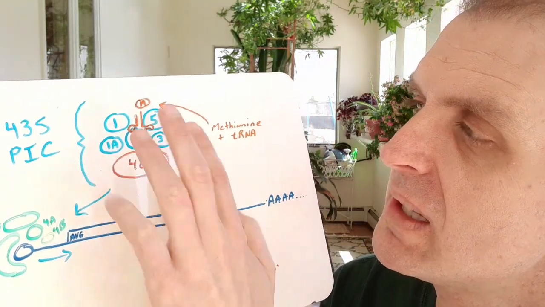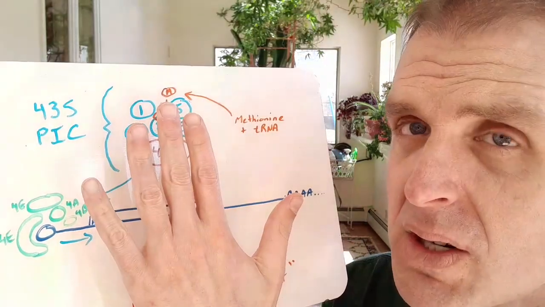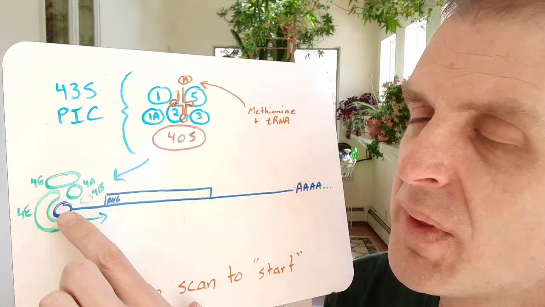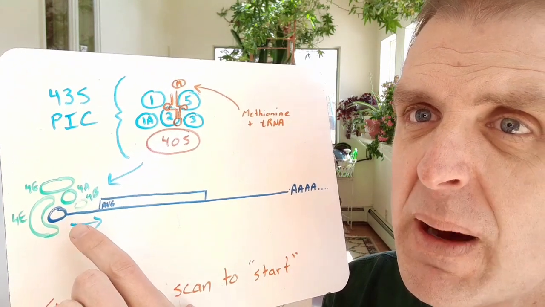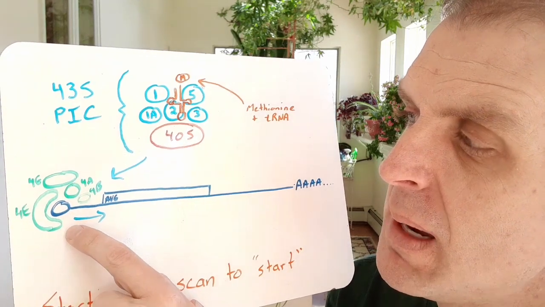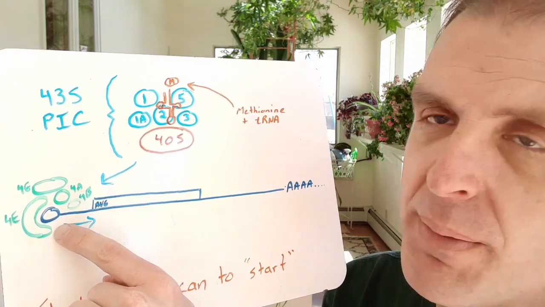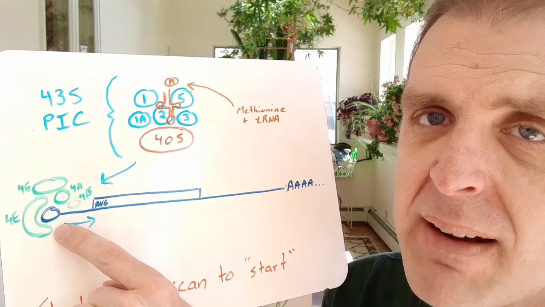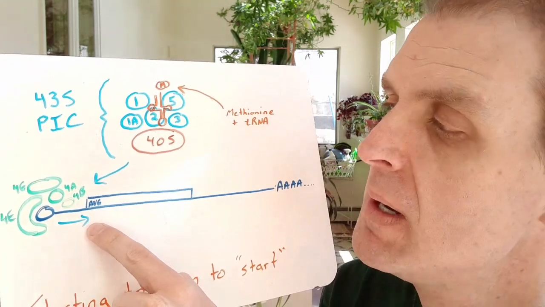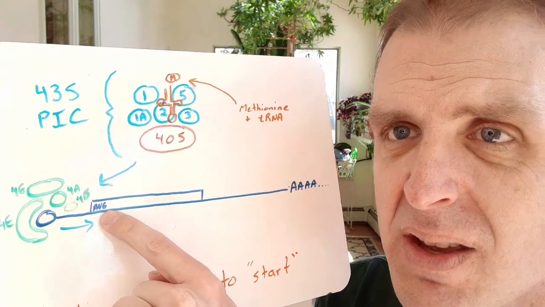So we had said that this 43S pre-initiation complex would bind and interact with these proteins that had begun a dogpile on the cap of the mRNA, and then from there, being at the very 5' end, it would start to scan 5' to 3' until it got to this AUG.